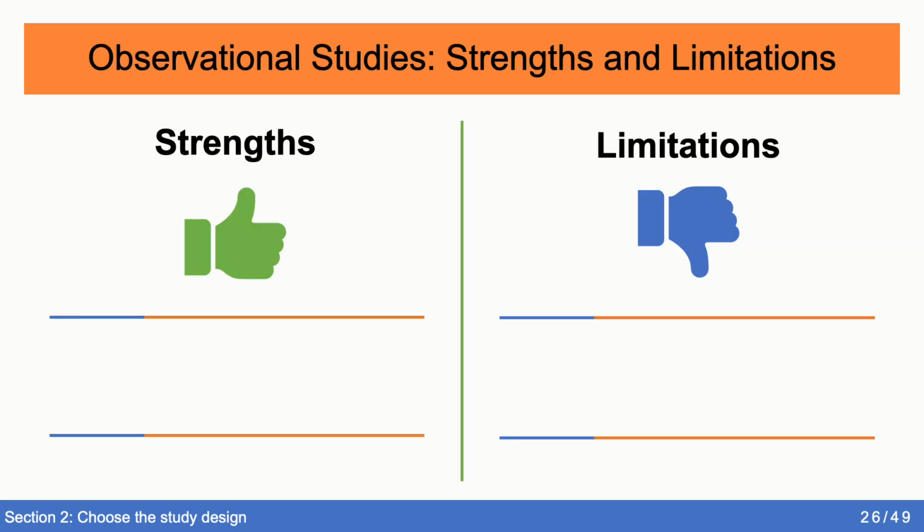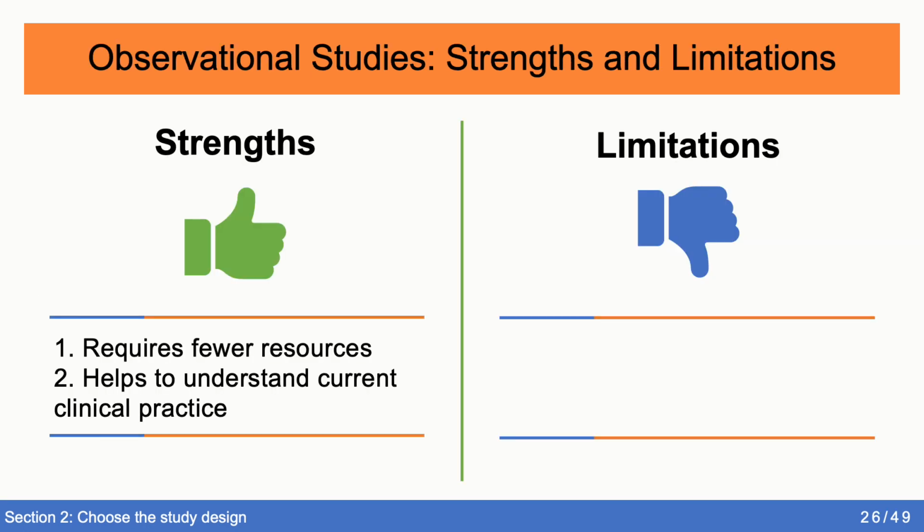Some strengths of observational studies are that they require few resources and help researchers understand what is currently happening in clinical practice. This can tell researchers what is or is not working and give them ideas about feasible and appropriate ways to make more helpful, effective therapies for autistic children and their families.